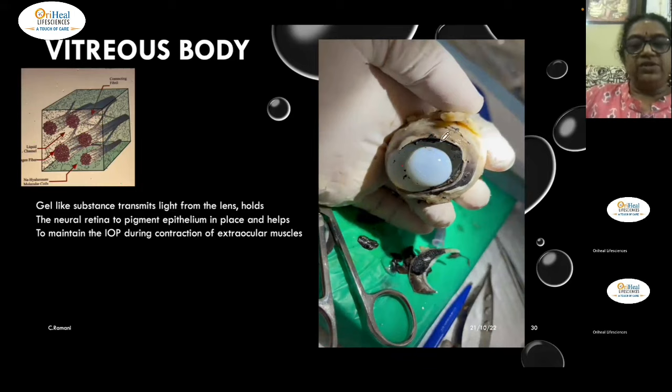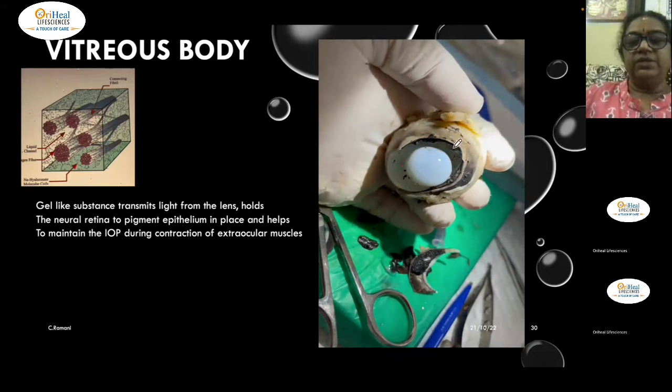One of the main functions of the vitreous is to give shape to the eye. Of course, whenever there is dehydration in an animal, what happens? There will be sunken eyes, as you would have observed. The sunken eyes are mainly due to dehydration or reduced volume of the vitreous. It also helps to maintain the intraocular pressure during contraction of the extraocular muscles. So that is also one big advantage.